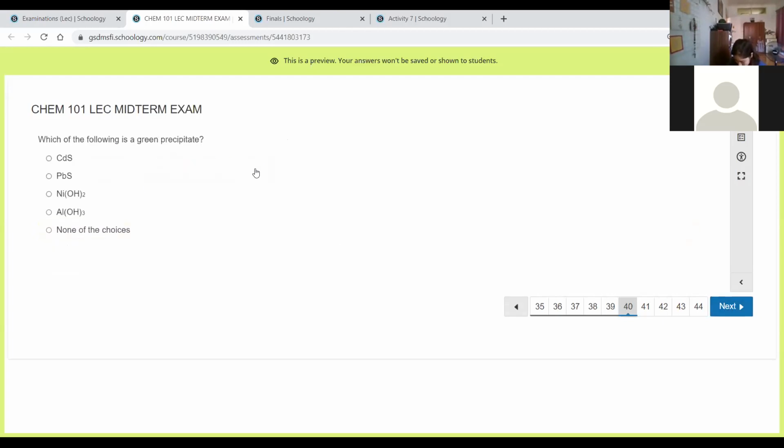Which of the following is a green precipitate? Look at the picture again. It's the nickel. Nickel hydroxide. These are examples of precipitates. Next, which of the following is another name for a homogeneous mixture? It's always the solution, class, if we are talking about a homogeneous mixture.